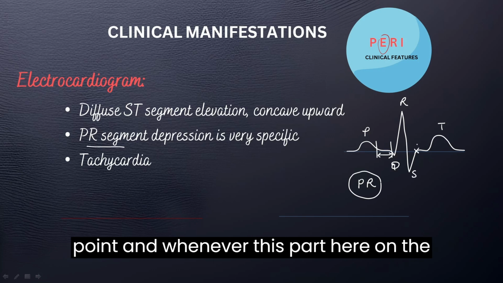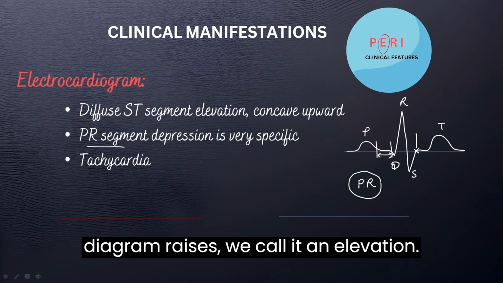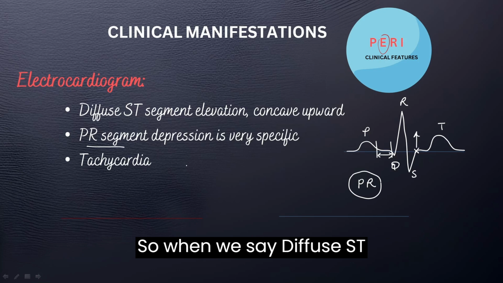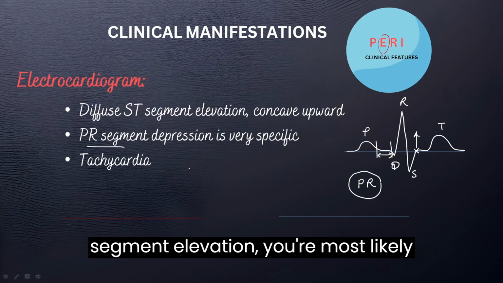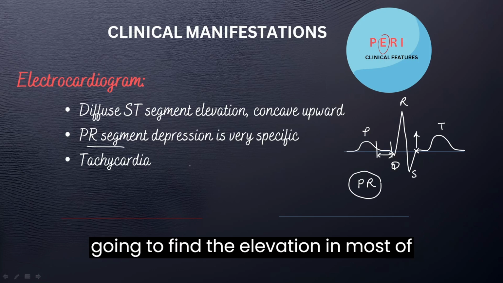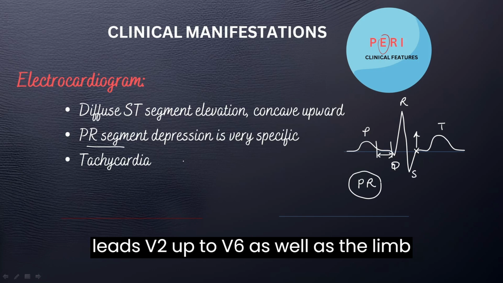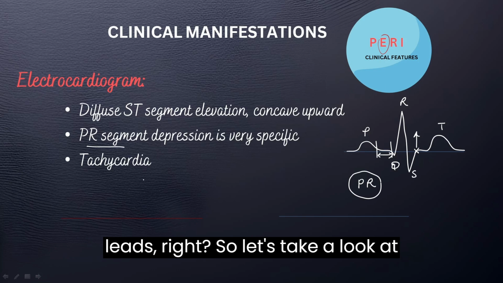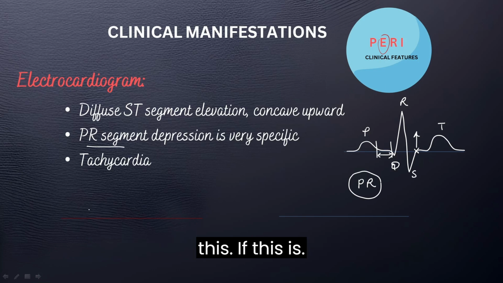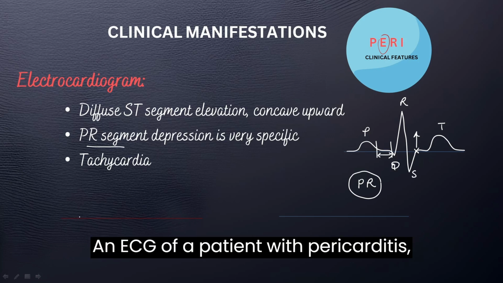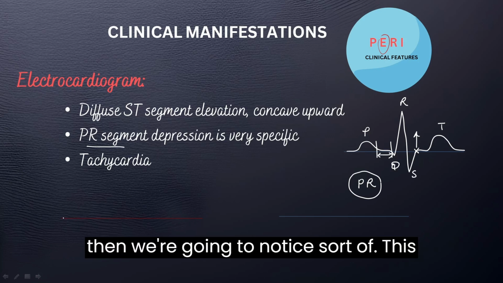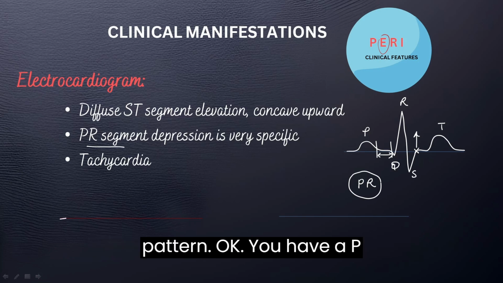And whenever this part here on the diagram raises, we call it an elevation. So when we say diffuse ST segment elevation, you're most likely going to find the elevation in most of the limb leads as well as the precordial leads, V2 up to V6, as well as the limb leads, right? So let's take a look at this. If this is an ECG of a patient with pericarditis, then we're going to notice sort of this pattern.